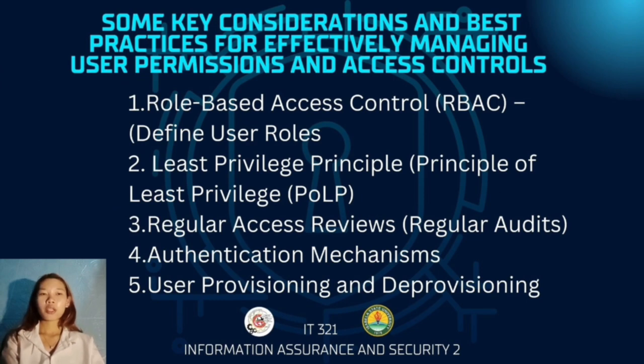Some key considerations and best practices for effectively managing user permissions and access control. Role-based access control: users are assigned roles that dictate their access rights. Second is the least privilege principle: users receive the minimum access necessary for their roles. Regular access review: periodic evaluation of user access rights. Authentication mechanism: strong procedures to verify user identities. User provisioning and deprovisioning is a process for adding and removing users.